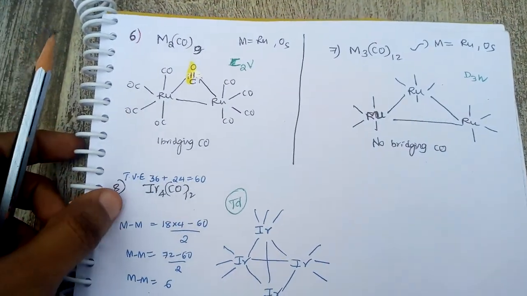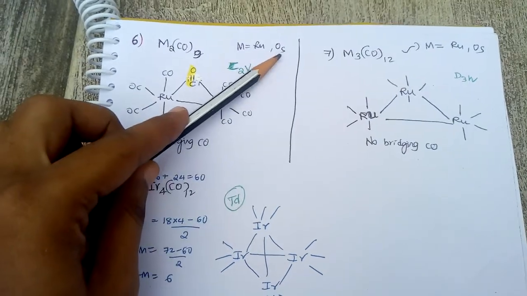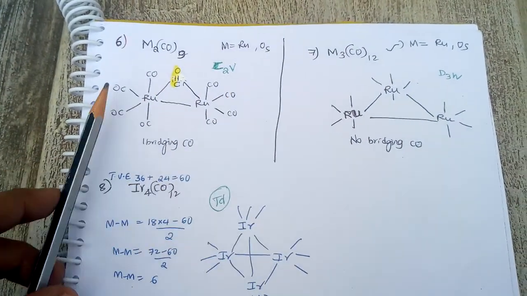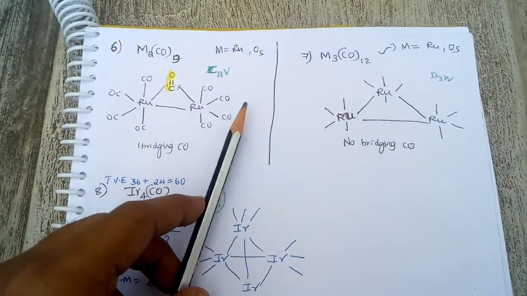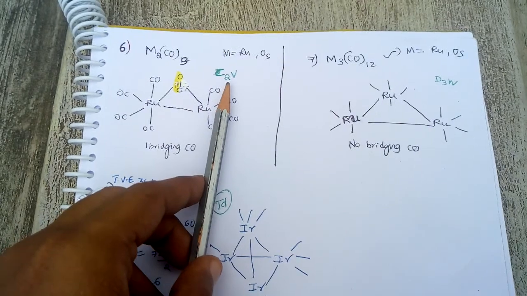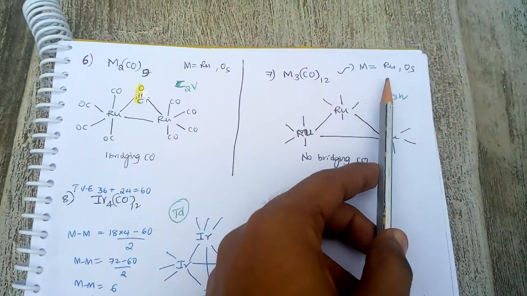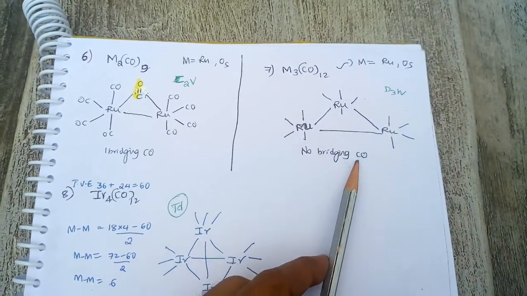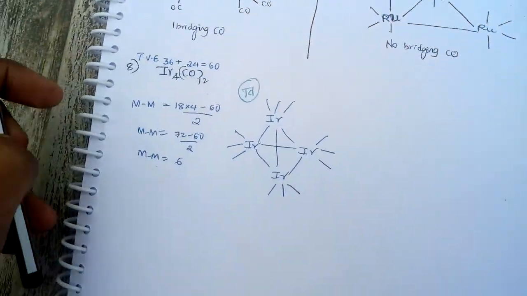Next, for M2(CO)9 with the metals ruthenium and osmium, each metal is coordinated to 4 terminal CO. Here only one bridging CO is present, and the point group is C2v. For M3(CO)12 with the metals ruthenium and osmium, there are no bridging carbonyls. All the metals are coordinated to 4 terminal CO groups.